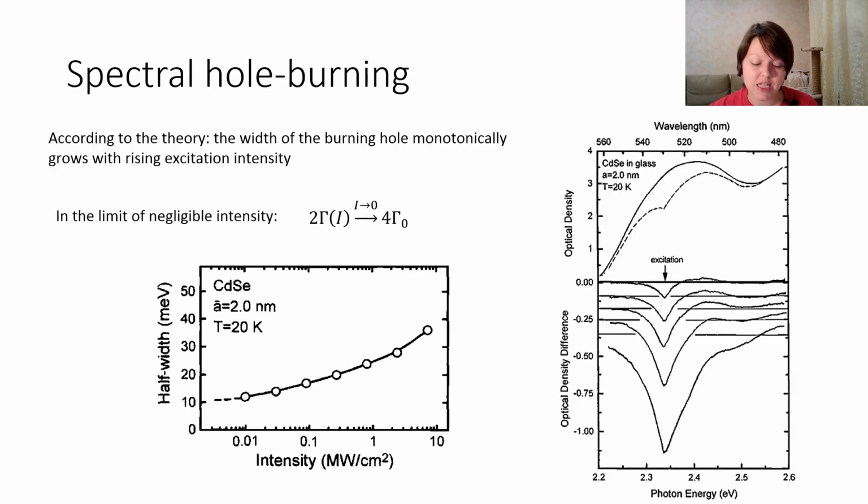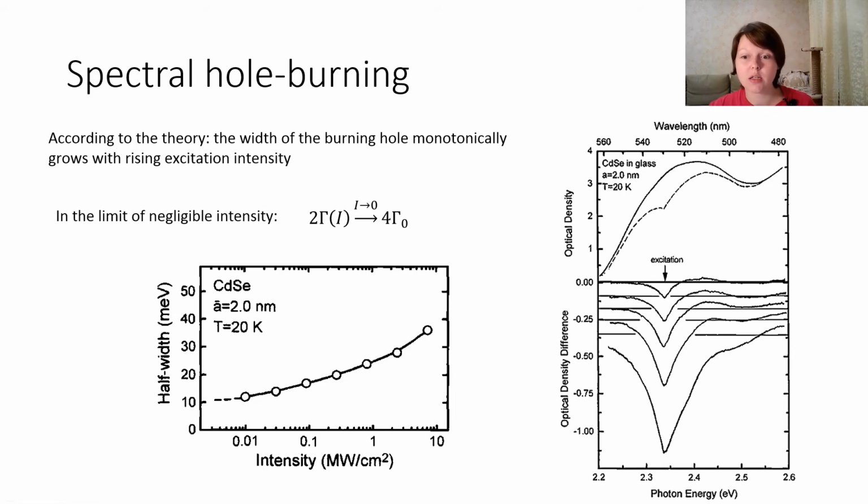How can spectrally selective methods be used for investigating properties of inhomogeneously broadened systems, for example, glasses with nanocrystals inside of them? According to the theory of absorption saturation in inhomogeneously broadened systems, the width of the burnt hole monotonically grows with rising excitation intensity. We know that the shape of the burnt hole is Lorentzian. You can see it here.